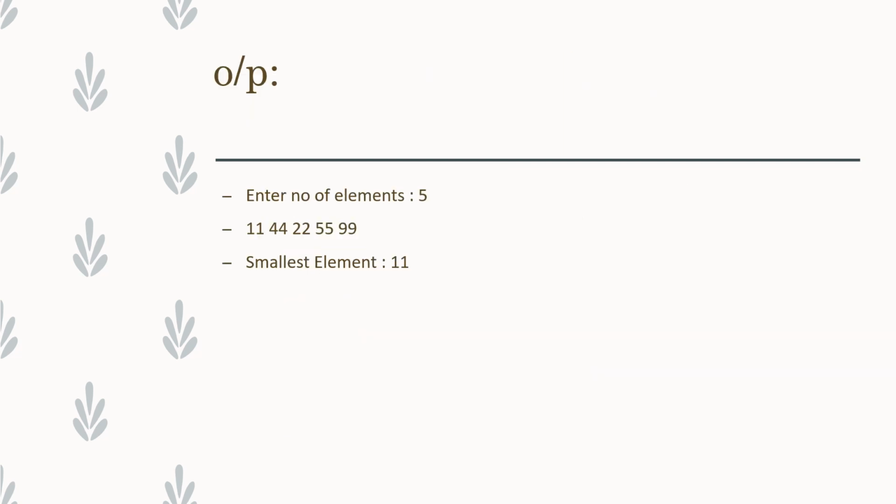For the output, I'm entering 5 elements, and my smallest element is not getting replaced by anyone, because we have the condition a of i less than smallest. Only then will smallest be a of i. Right, so 11 is the smallest.